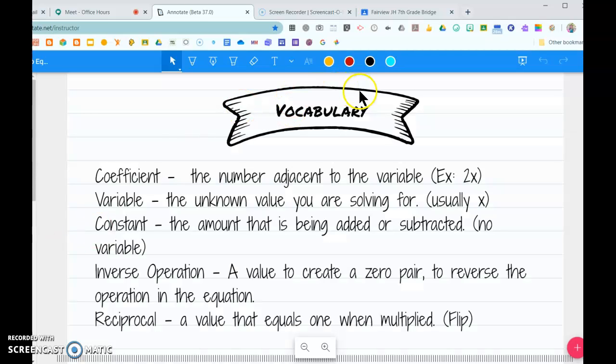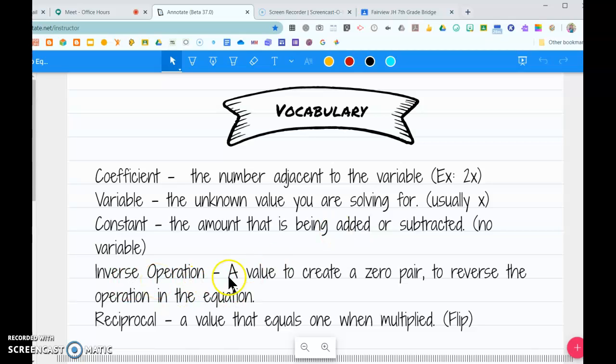Some vocabulary to remind you of. A coefficient is the number that is touching the variable. So in this example, it would be the 2. A variable is the unknown that you're solving for. For us, it's usually x, but they are allowed to use any letter. The constant is the amount that's being added or subtracted. It has no variable attached to it. So it's the numbers that you've always been working with.